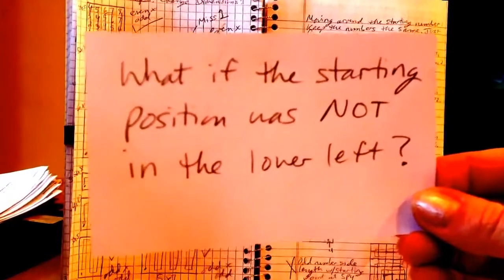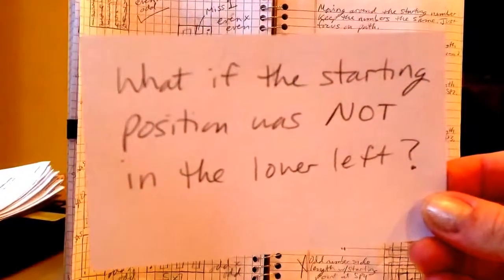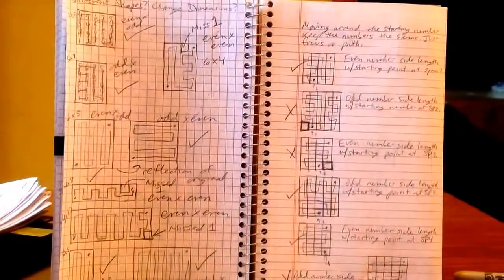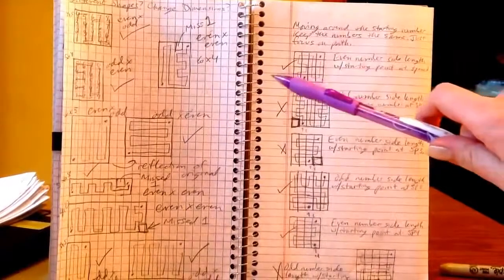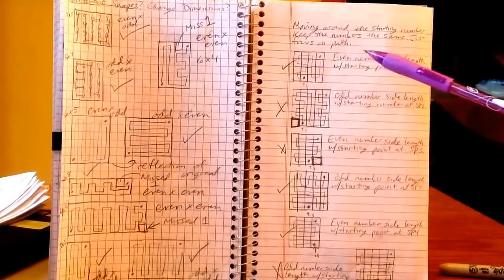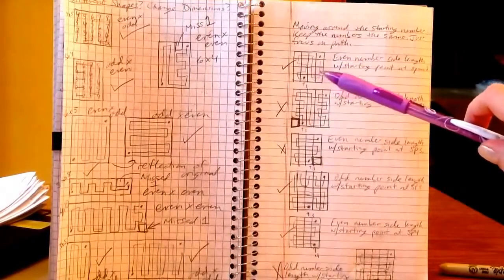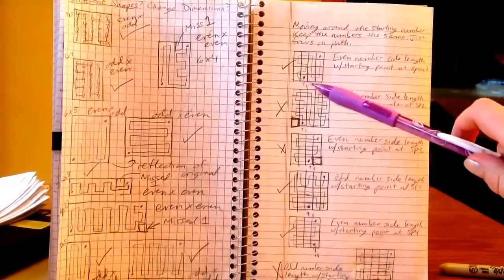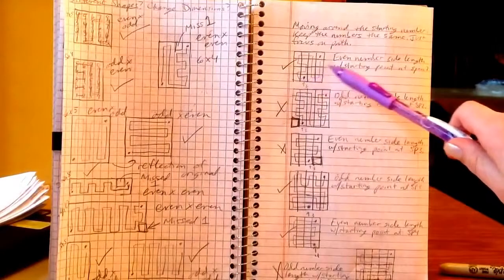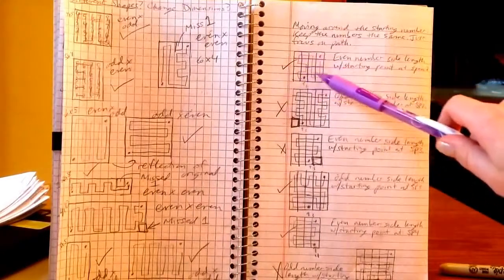So I gave myself another question dealing with what if not, and said, what if the starting position was not in the lower left corner? So this is where my next part of my math investigation continued. I moved around the starting number and I kept the numbers the same, just focusing on the path.